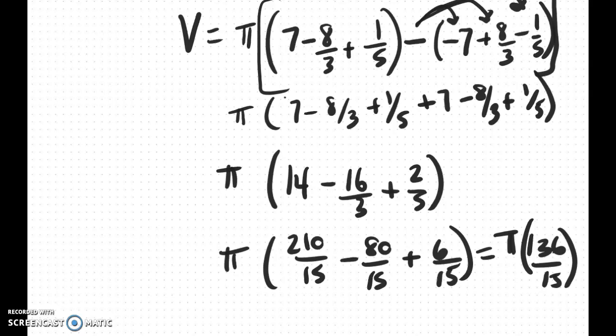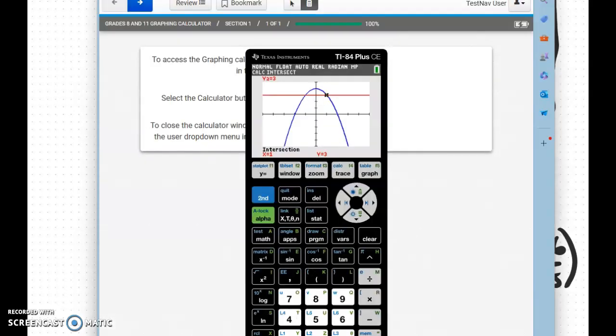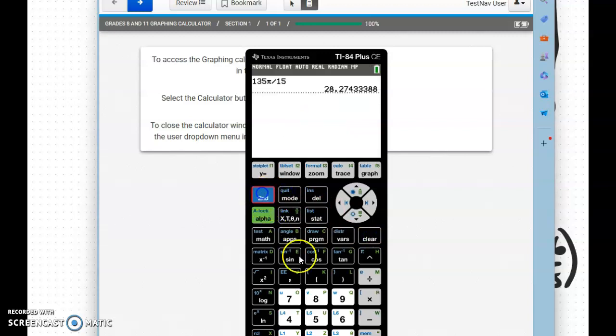Let's see what we get. Oops, I put in 135 and 136. 136 pi over 15 gives me my answer of 28.48377. And that will be my answer. That's the volume of that region when you rotate it.